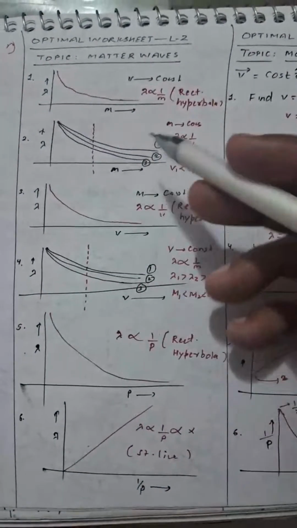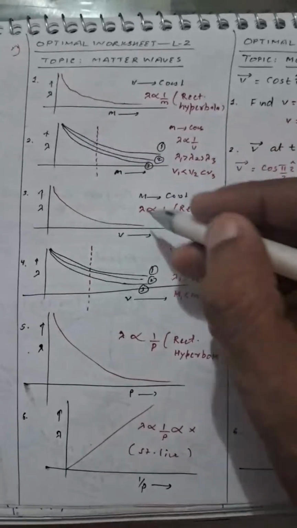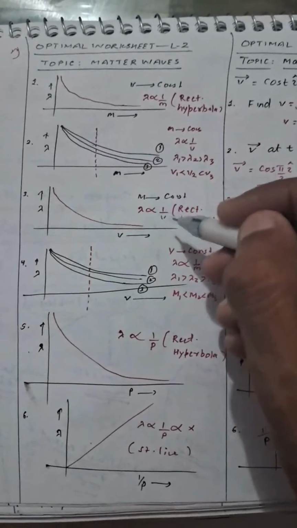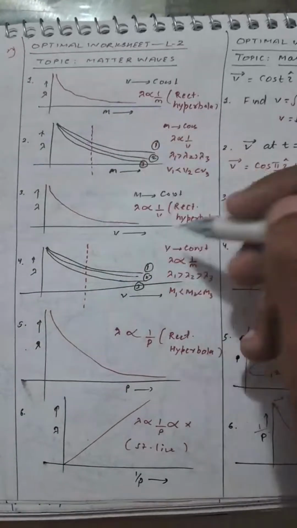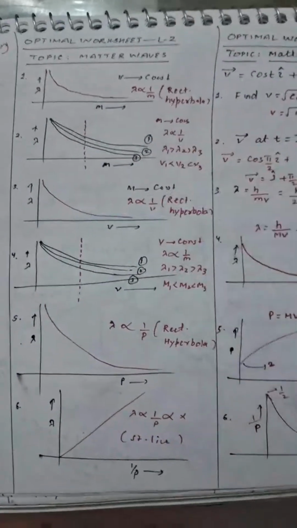Now there is another graph where mass is constant. So we can say that lambda is proportional to 1 by v. So again the graph is going to be a rectangular hyperbola as shown over here.